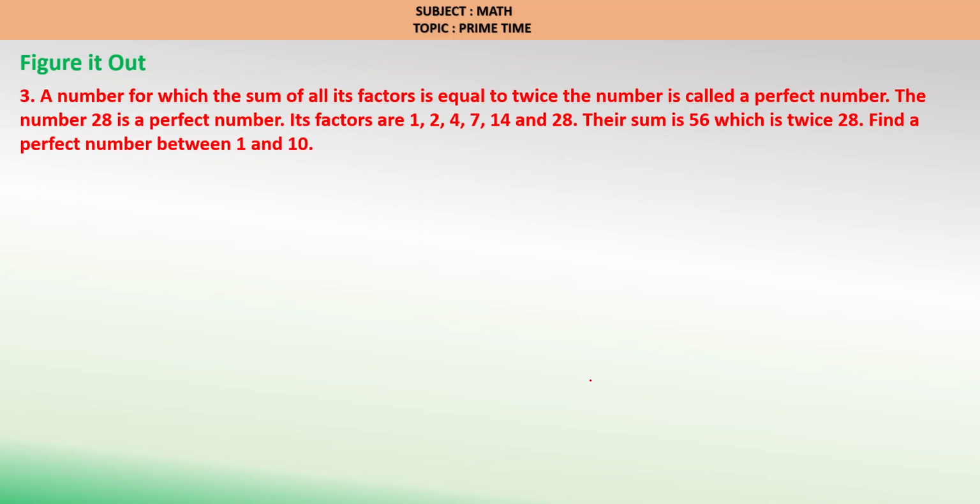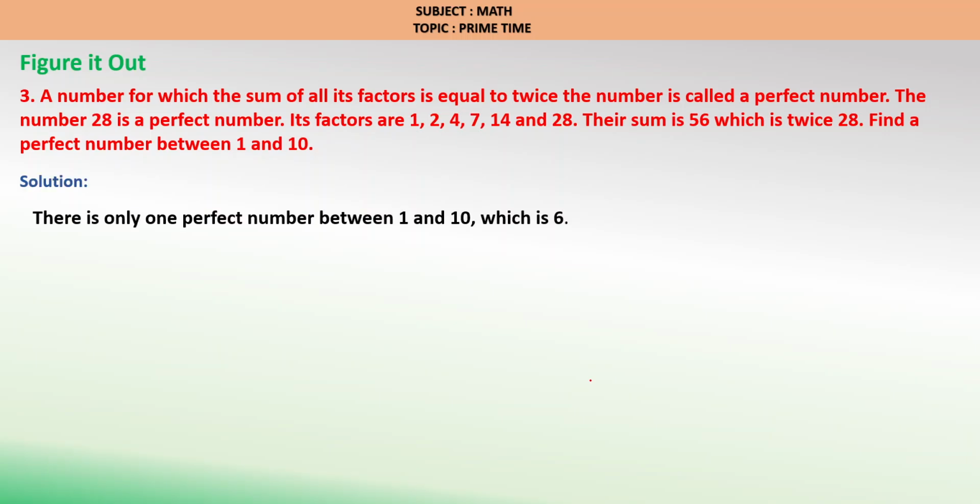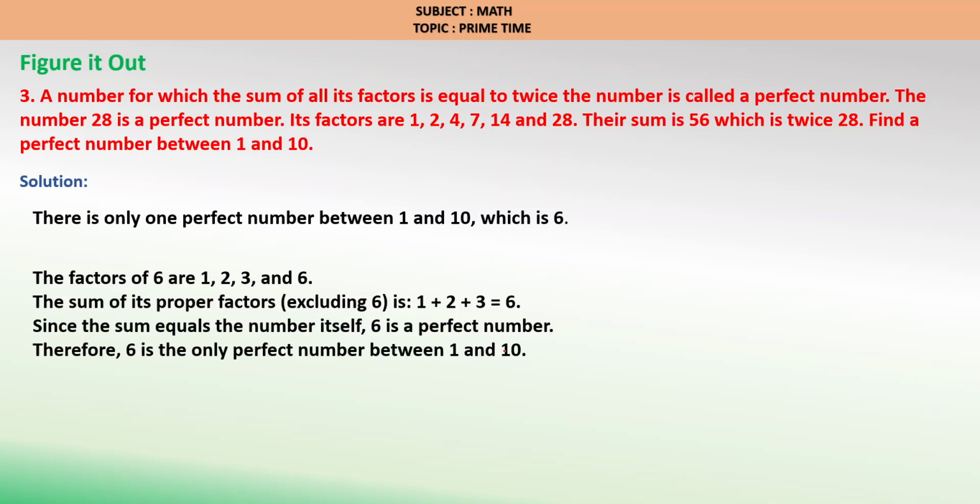So find a perfect number between 1 and 10. There is only one perfect number between 1 and 10, which is 6, because the factors of 6 are 1, 2, 3 and 6. The sum of the proper factors, excluding 6, is 1 plus 2 plus 3, which is 6. Since the sum is equal to the number itself, 6 is a perfect number. The number 6 is the only perfect number between 1 and 10.